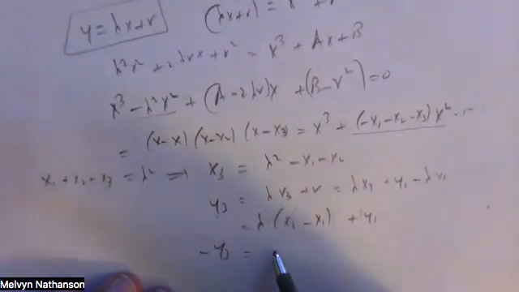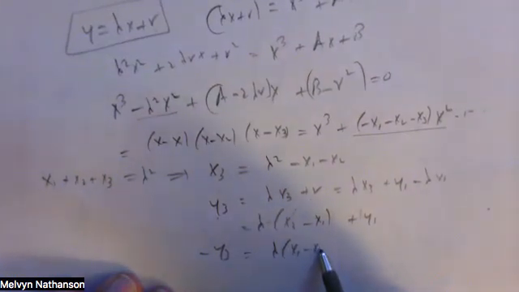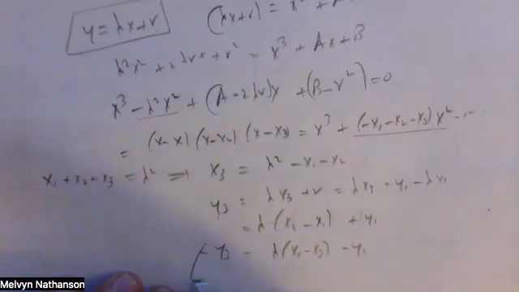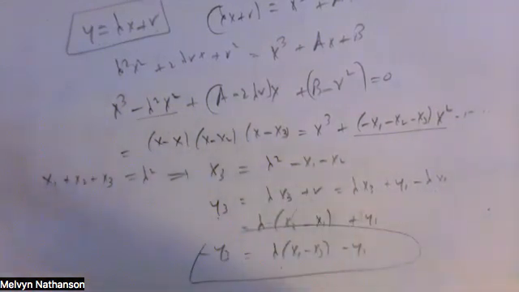So the coordinates of this third point are exactly this, and this is exactly right. Lambda x3 minus x1 plus y1. So minus y3, you reverse the sign of the y coordinate, is lambda x1 minus x3 minus y1. And this is the second coordinate up there. Okay.